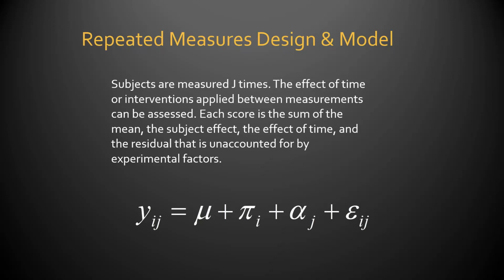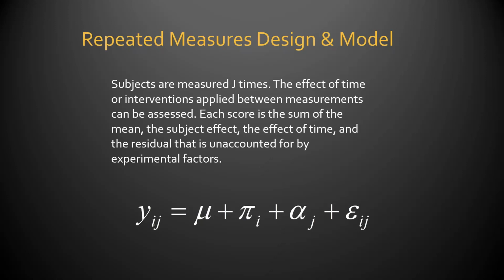Subjects are measured J times. The effective time or interventions applied between measurements can be assessed. Each score is the sum of the mean, the subject effect, the effective time, and the residual that is unaccounted for by experimental factors. So Y here is the observed score. Mu is the mean of all the scores. Pi is the effect of the particular participant.